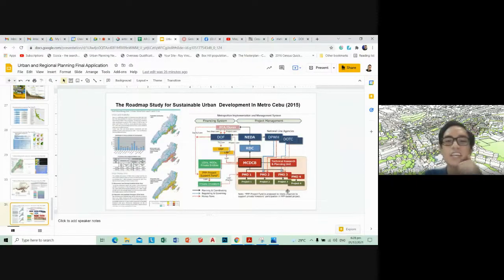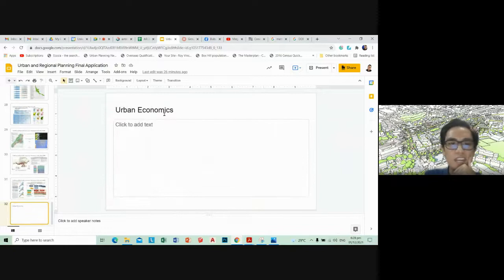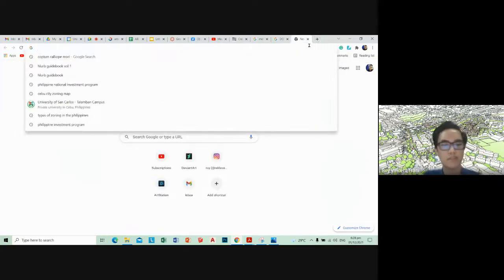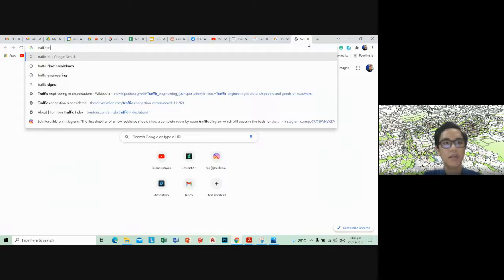And it's already 6:30. I didn't have a chance to discuss urban economics like I wanted, but in general, let's pull up an image here. Traffic management.